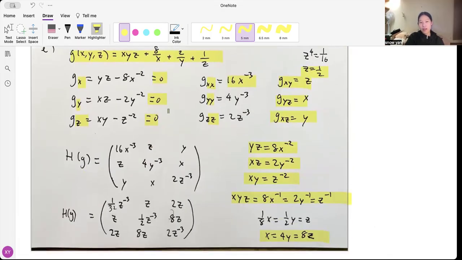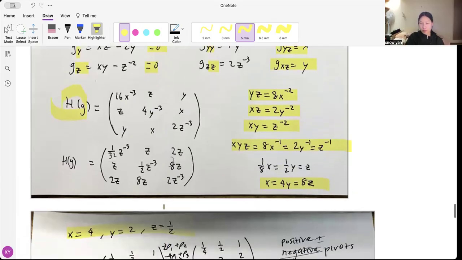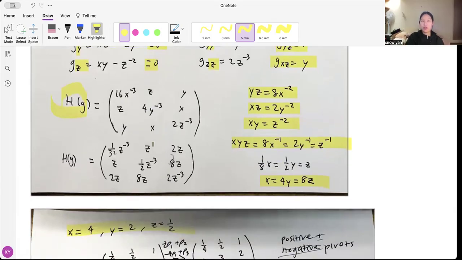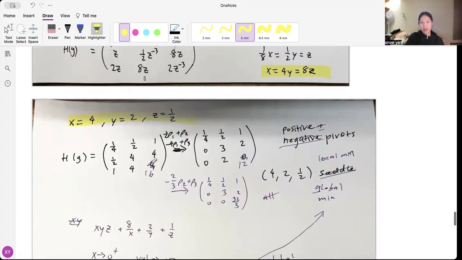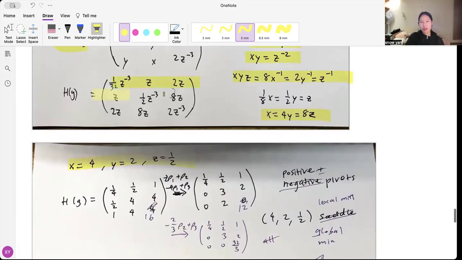So now I plug in everything, gxx, gyy, gzz, gxy, gyz, gxz, into my Hessian and I get this. This is my Hessian matrix. Pretty good. I'm going to substitute in the values in terms of z, which is simple, and I get this. This is actually correct. Up to this point, it's correct.